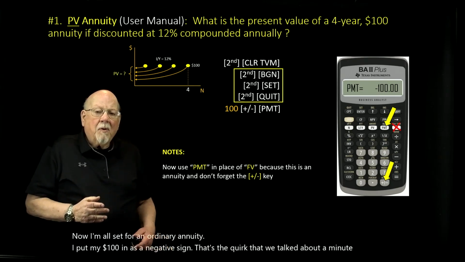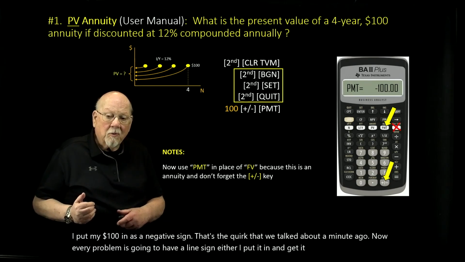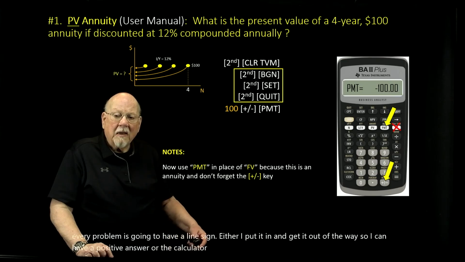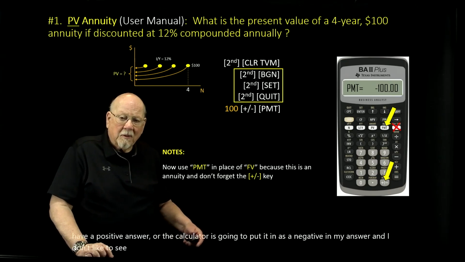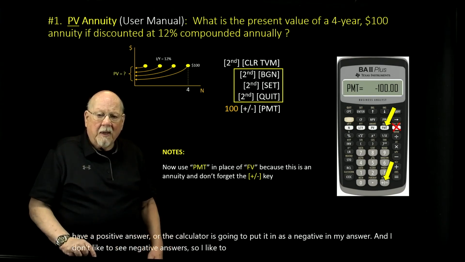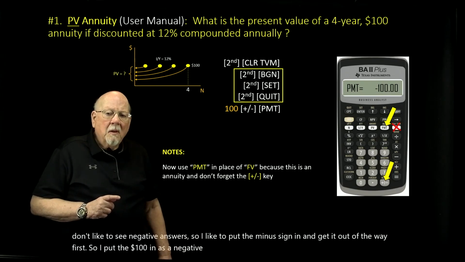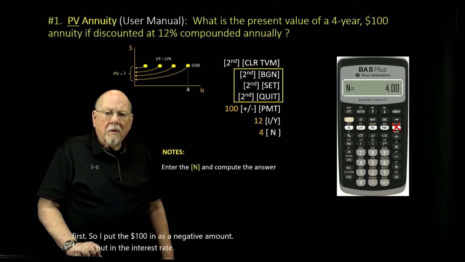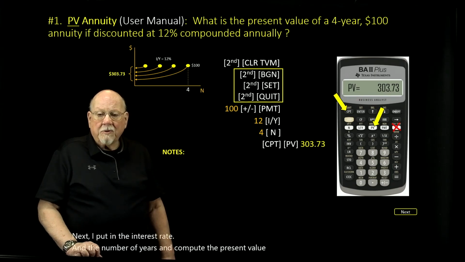Now, every problem is going to have a minus sign. Either I put it in and get it out of the way so I can have a positive answer, or the calculator is going to put it in as a negative in my answer. And I don't like to see negative answers, so I like to put the minus sign in and get it out of the way first. So I put the $100 in as a negative amount. Next, I put in the interest rate and the number of years and compute the present value. And it comes out to 303.73.